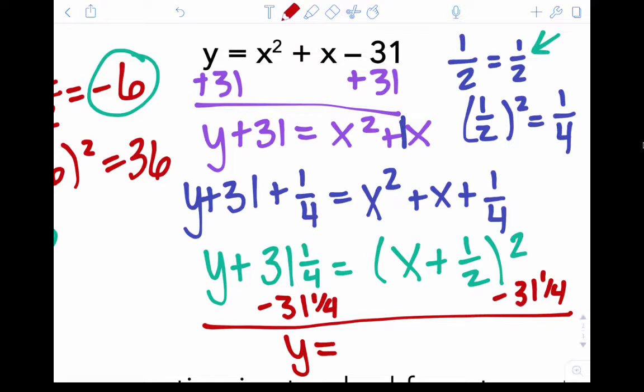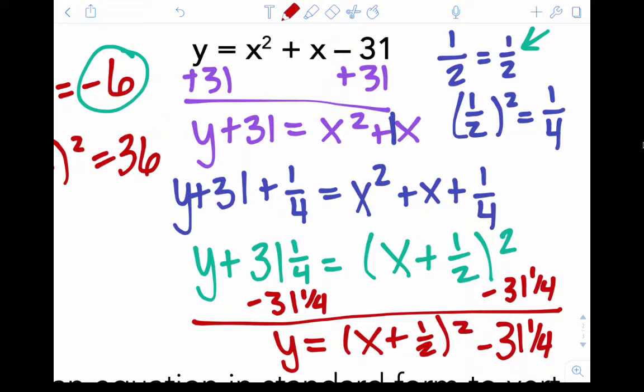So I have y equals x plus 1/2 squared minus 31 and a fourth. Now, there's fractions in here, and that kind of makes me wonder if I did this correctly. So if I would like to check this, we know how to go from vertex form to standard form. So what we can do is go from vertex to standard form.